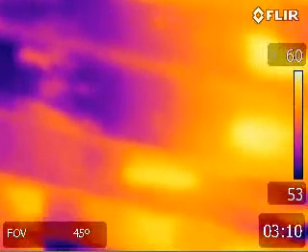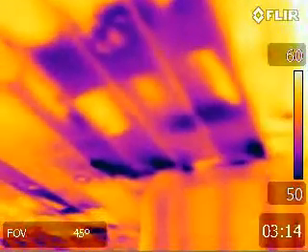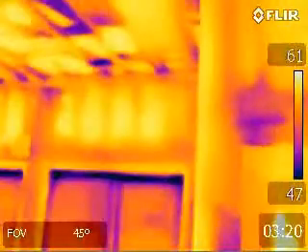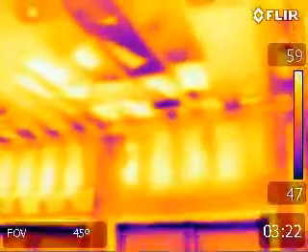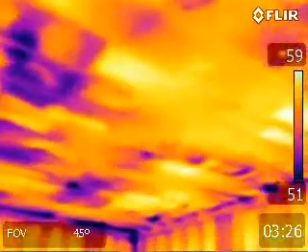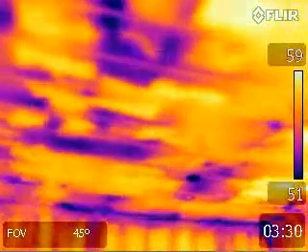A blower door was used to create a negative pressure, a vacuum in the house, to help amplify the situation and to clearly see where air infiltration is taking place and also the insulation that is missing.